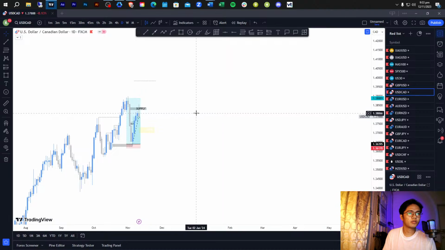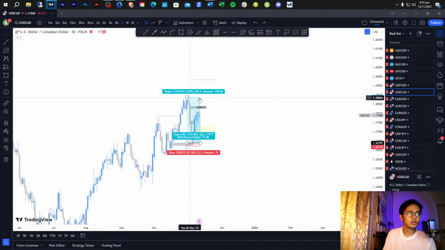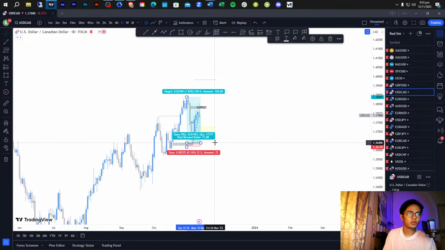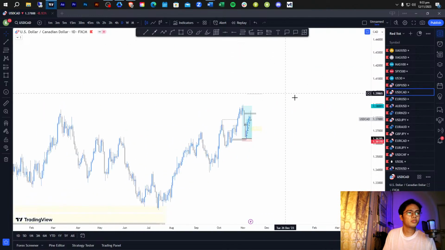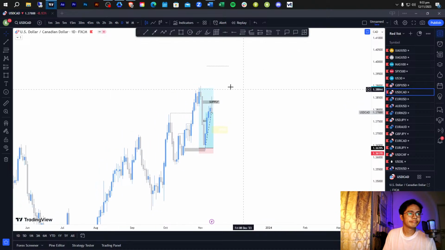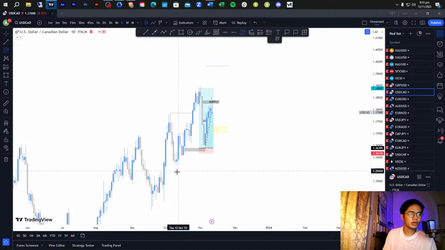We're still looking for price to mitigate this area, I mean to touch. This is just our target price for this trade, and we're looking for a 1:1 risk reward ratio. But I'm looking for price to go up here on this area. And if you'll ask me why, it's because of this.